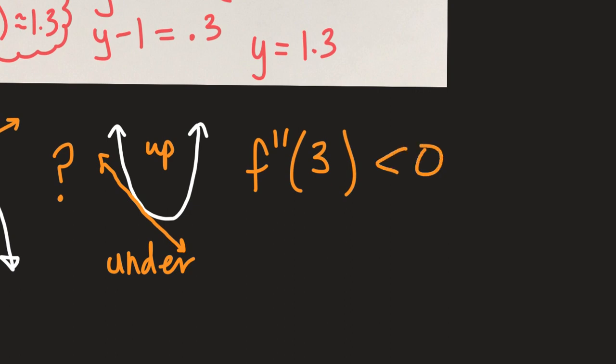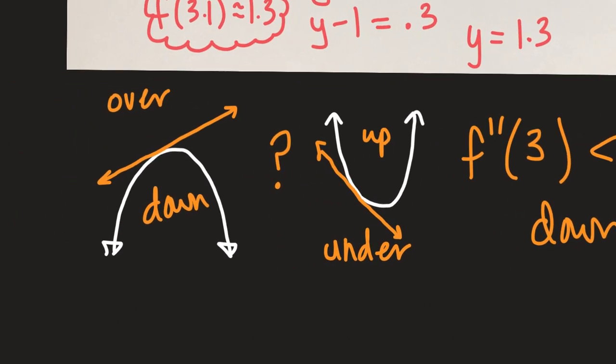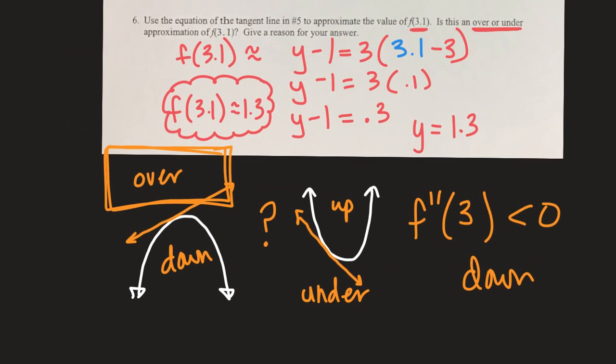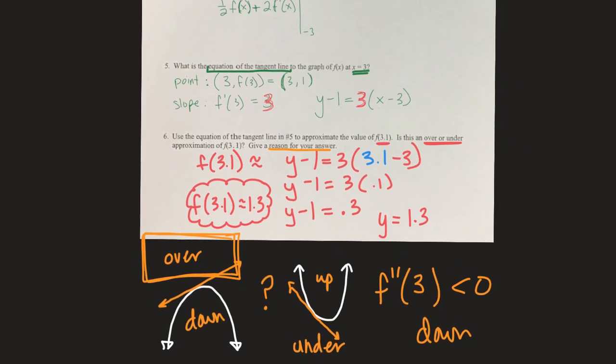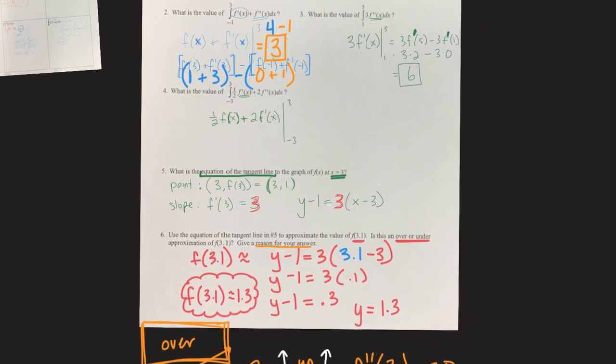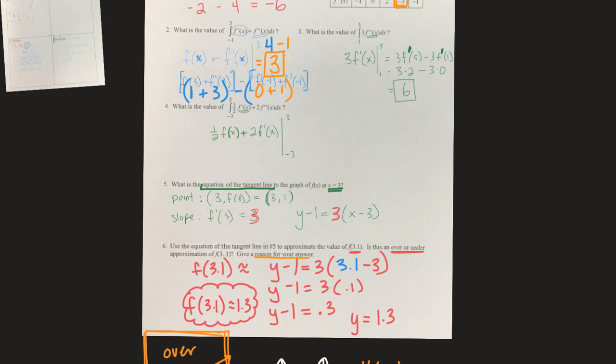So our second derivative is negative, so our graph is concave down. And if our graph is concave down, then the approximation is an over approximation. Okay, that's how we justify your answer. Because we have a negative second derivative, the graph is concave down at x equals 3, and your approximation is an over approximation. Hopefully that helps us when we're talking about taking the antiderivative and using the fundamental theorem of calculus in both of its forms.